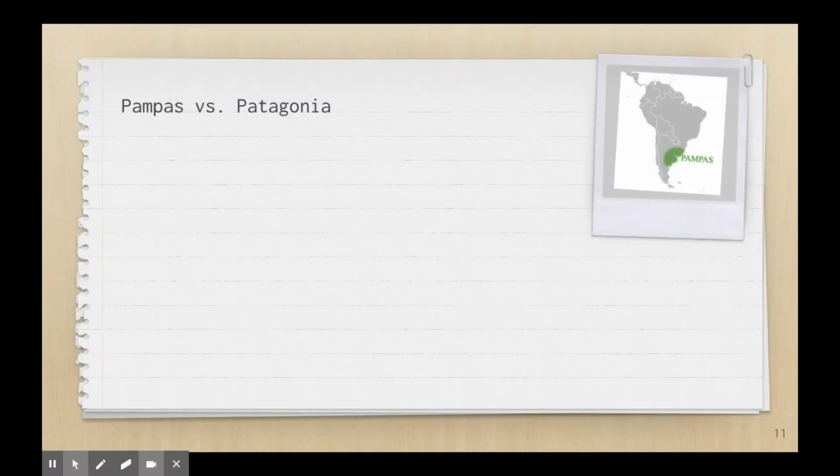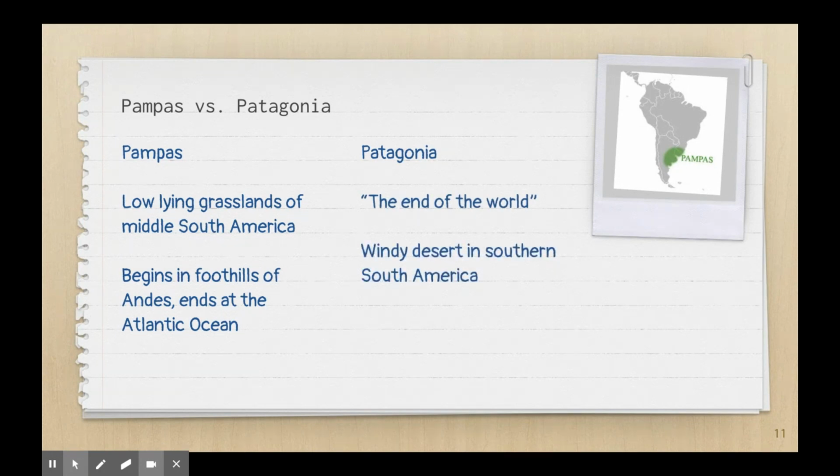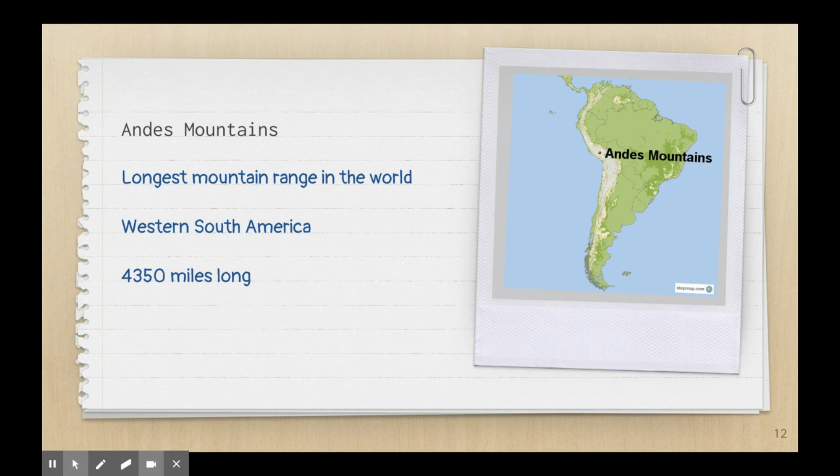The Pampas versus Patagonia. The Pampas are low-lying grasslands in the middle of South America, and they begin in the foothills of the Andes and end at the Atlantic Ocean. Patagonia, on the other hand, is considered the end of the world. It's a windy desert in southern South America, and it is very sparsely populated. The Andes Mountains are the longest mountain range in the world. They are located in western South America over here in Chile, and they are 4,350 miles long.